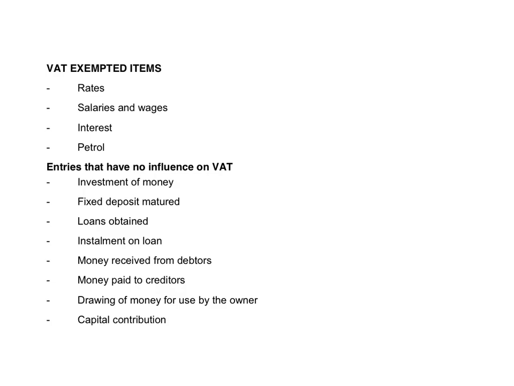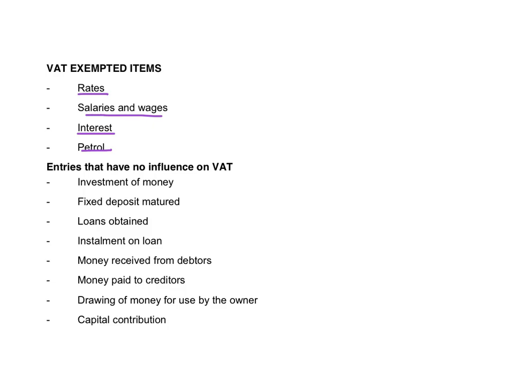VAT exempted items include rates that you pay on your property, because it is a tax already, so you don't pay tax on tax. Salaries and wages, because you pay as you earn. Interest is not taxable by VAT, so it's an exempted product. Petrol, there is a lot of tax on petrol already, that's why we don't pay VAT on petrol.